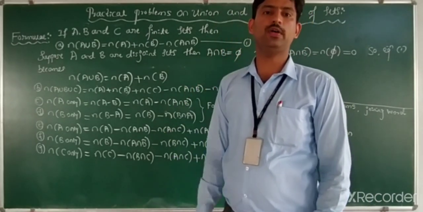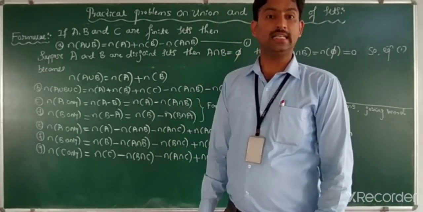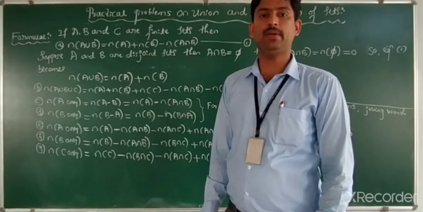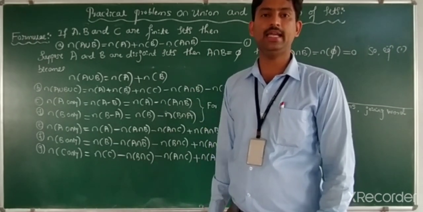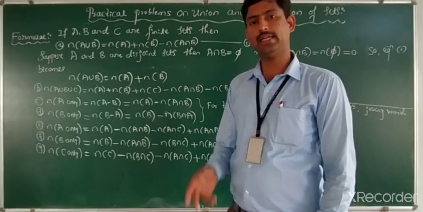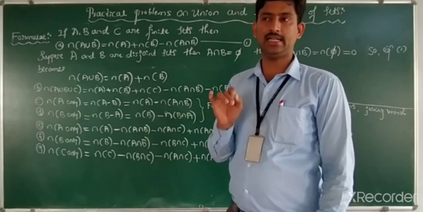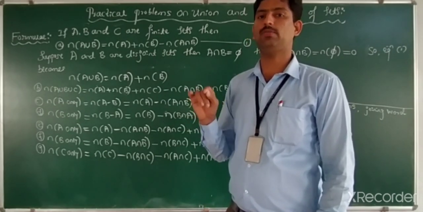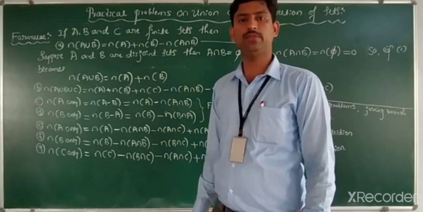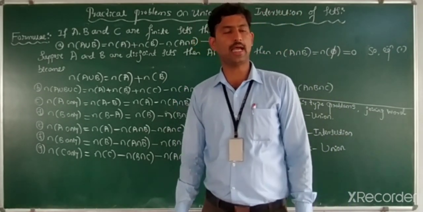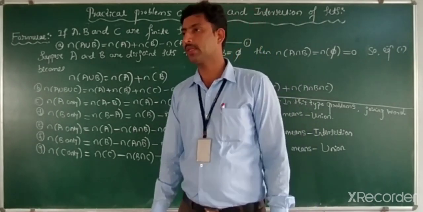We have the formula of finding intersection, that is A intersection B is nothing but x such that x belongs to capital A and x belongs to capital B. In case of union, x such that x belongs to A or x belongs to B, and that type of situation we discussed in the last classes. I hope you got the idea.